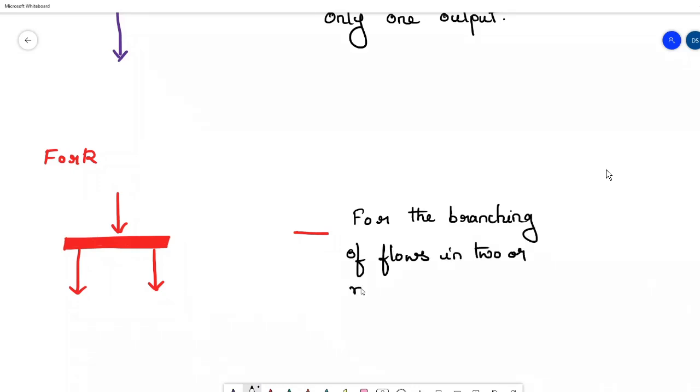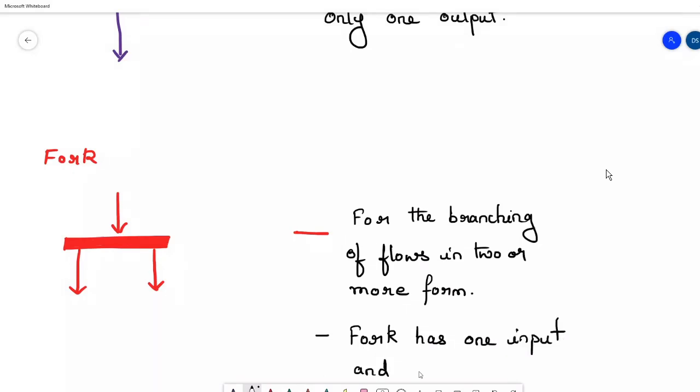Two or more parallel flows. So a fork would always have one input and two or more outputs.